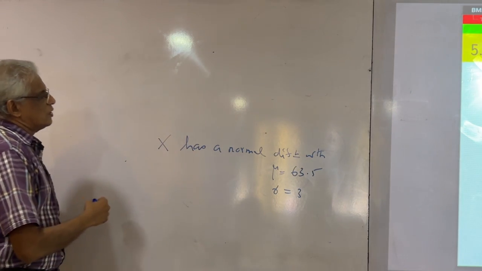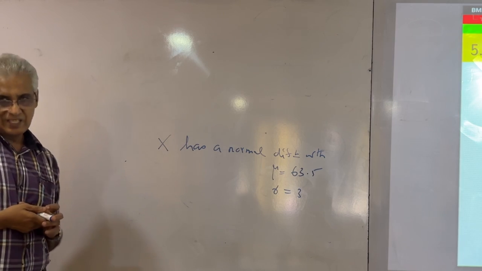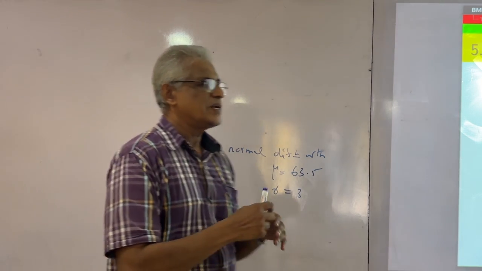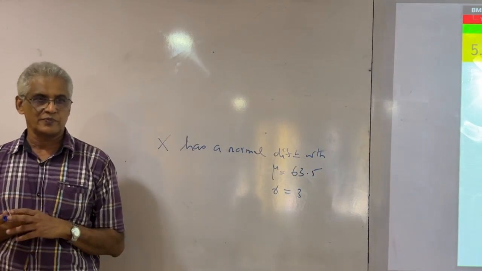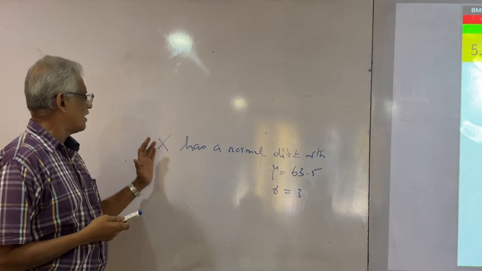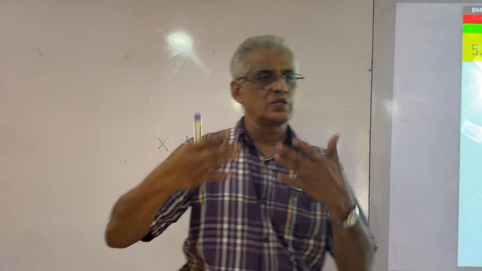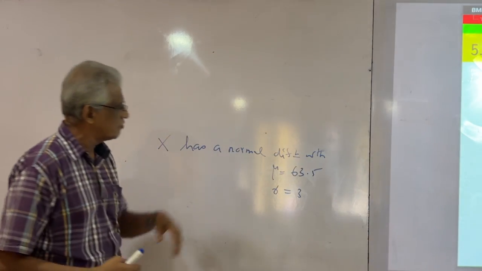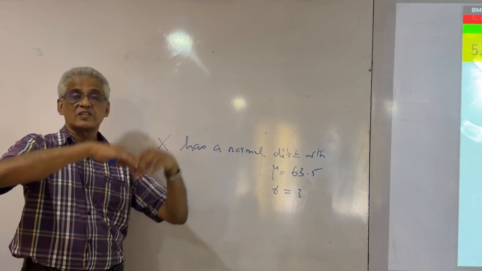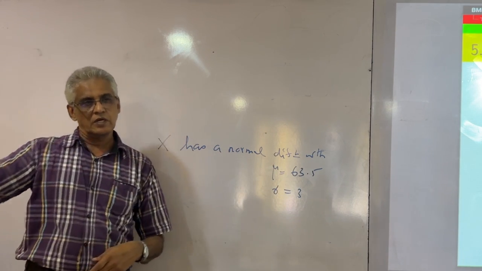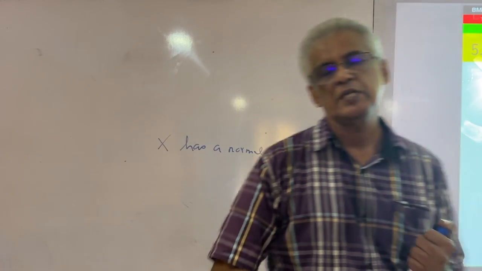Right. So suppose somebody says this, what does it mean? It doesn't mean its population heights are exactly fitting a normal curve. Even though we say X has a normal distribution, it means approximately we can use this particular normal distribution with mean 63.5 and sigma equal to 3 as an approximation to the population histogram. That's what we mean by that.